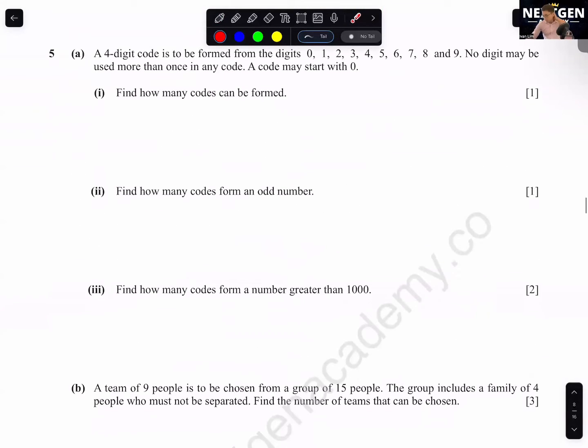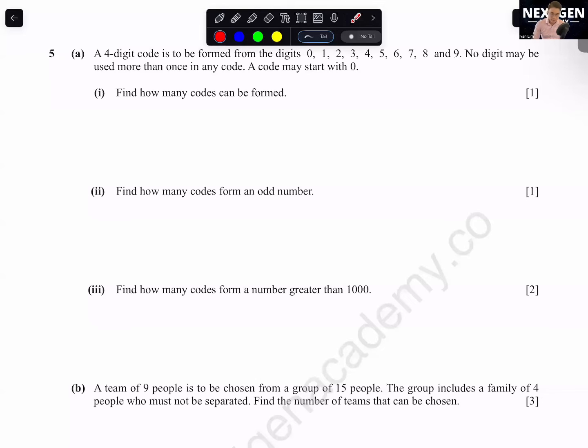Question 5. Permutation and combination. First question, I want you all to type out in the chat what answer you get. A 4-digit code is to be formed from the digits 0 to 9. No digit may be used more than once in a code. A code may start with 0. Total, how many numbers do you have? Not 9 numbers, 10 numbers. 10 digits here. So how many codes can be formed?